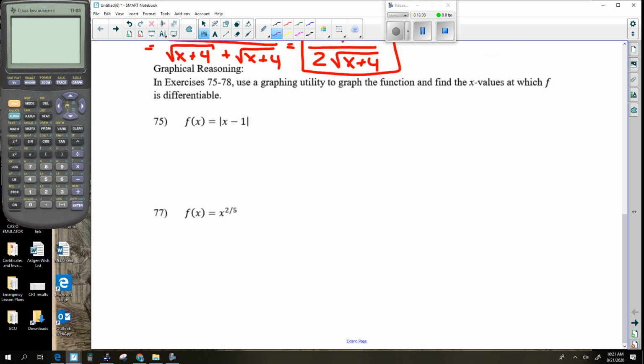Okay, so this is asking, where is it differentiable? Drawing a quick mental picture of this, it's going to be right at 1. So it's differentiable everywhere except for this corner. Where is it differentiable? Well, it's differentiable for all real numbers except x is not equal to 1. It's not differentiable at positive 1.